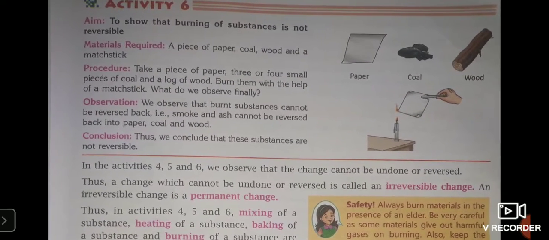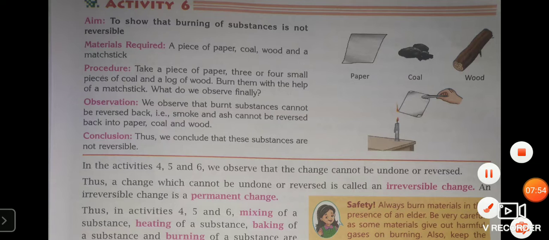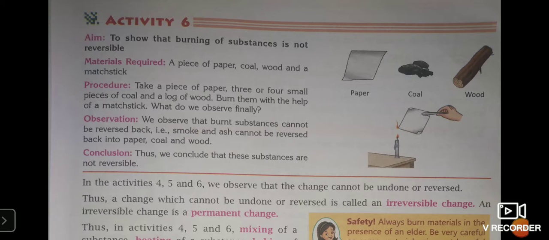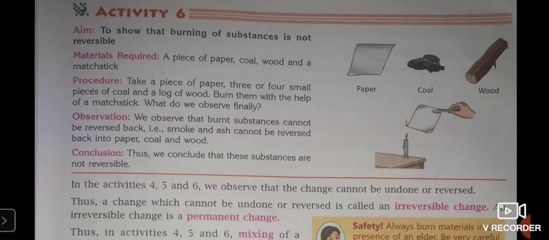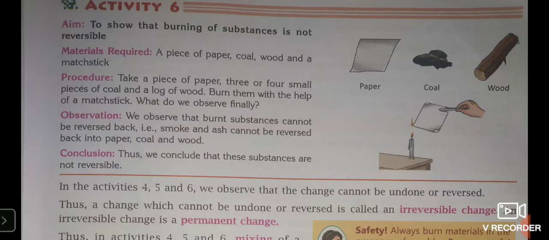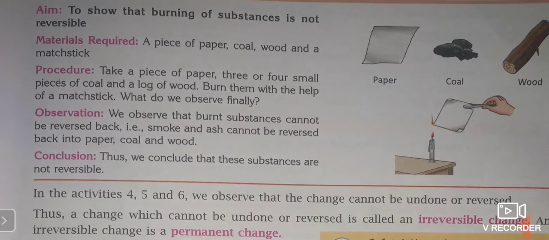Let's see one more activity, and then we'll conclude for today. The activity is to show that burning of a substance is not reversible. Now, take a piece of paper, three or four small pieces of coal, and a small log of wood. Burn them with the help of a matchstick. What do you observe? We see that when you burn a paper, the paper turns into ash. When you burn coal, coal will generate heat energy for some time and then again get converted back to ash.